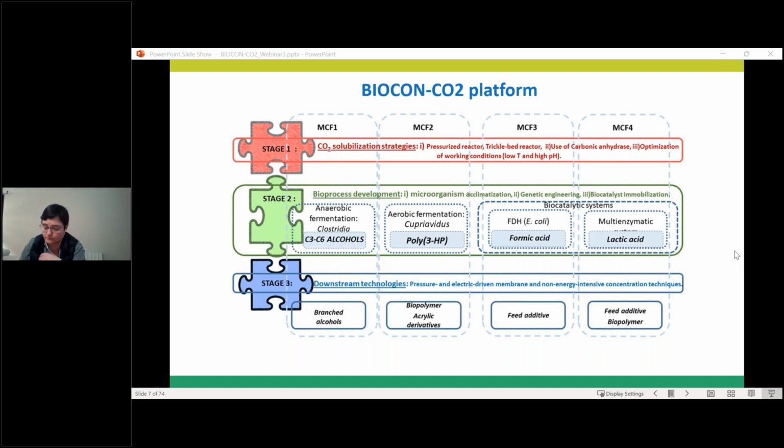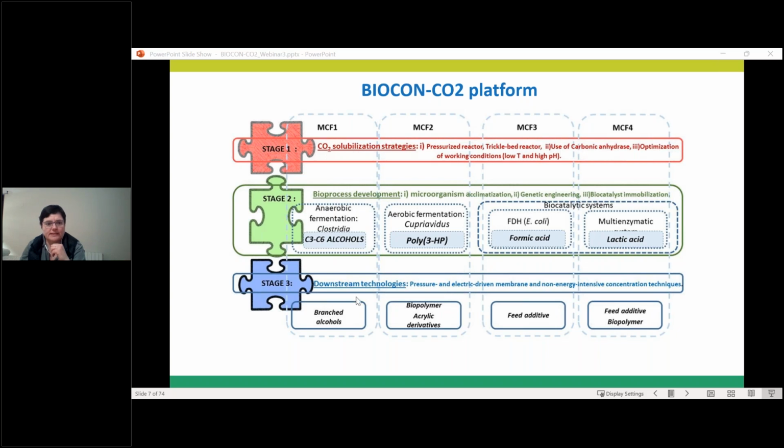In cell factory 1, we are working with anaerobic microorganisms in order to convert CO2 into alcohols, into branched alcohols. In microbial cell factory 2, we are working with an aerobic bacteria called Cupriavidus necator, in order to produce poly-3HP. And we have 2 other microbial cell factories focused on using enzymes. In one case, the formate dehydrogenase enzymes to produce formic acid from this CO2. And in microbial cell factory 4, we are using a multi-enzymatic pathway just to produce lactic acid from CO2.